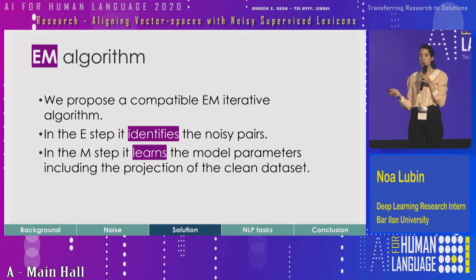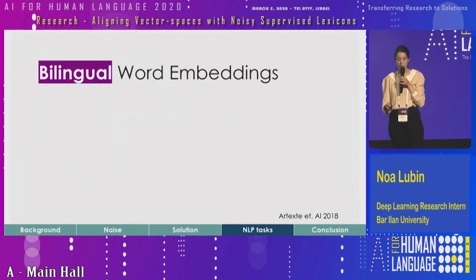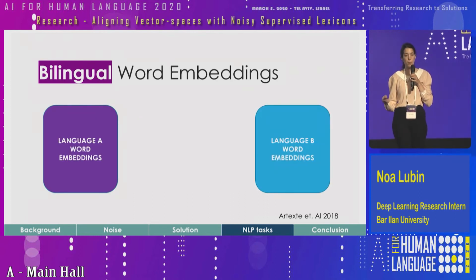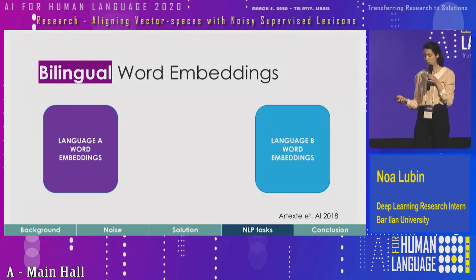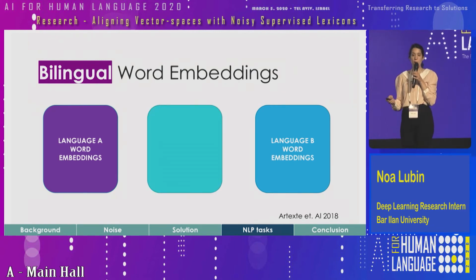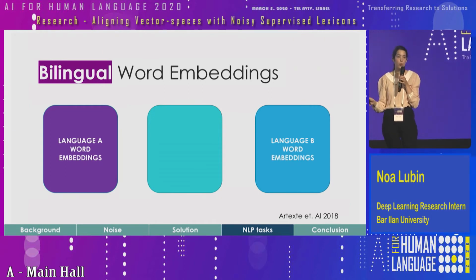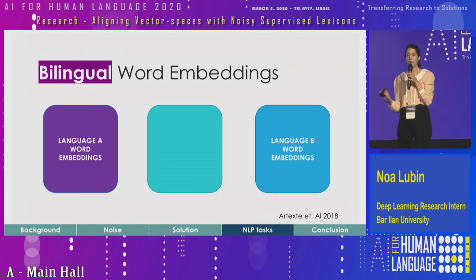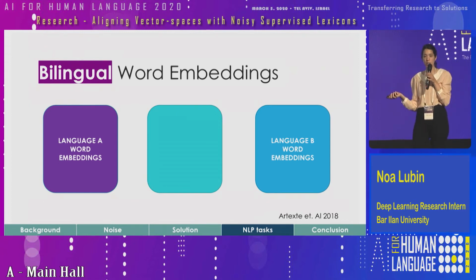And I did it on two very different tasks. The first task is, like we saw in the first example, bilingual word embeddings. So if I have word embeddings in two different languages, in this example, general language A and general language B, and now it's a bit different because I used the totally unsupervised setup where no lexicon is given at all. It's a setup that Artetxe built in 2018.